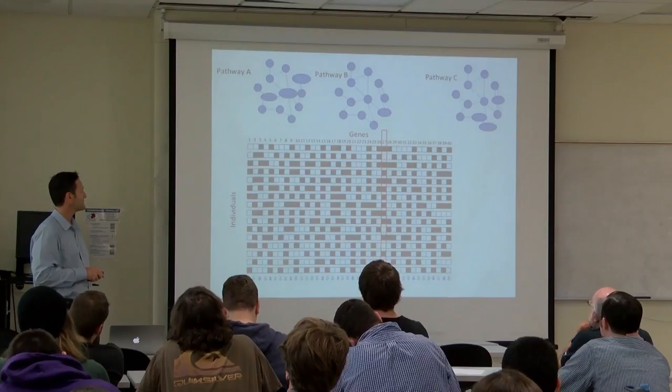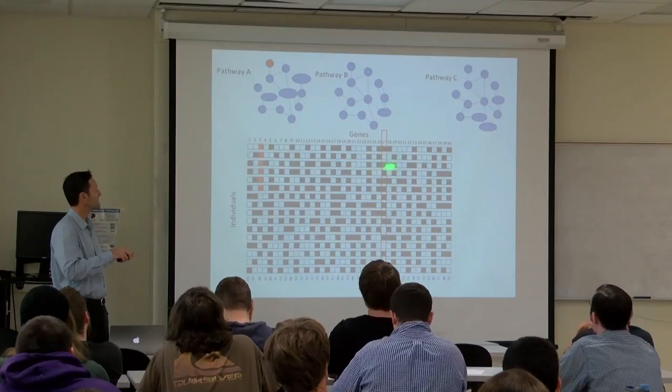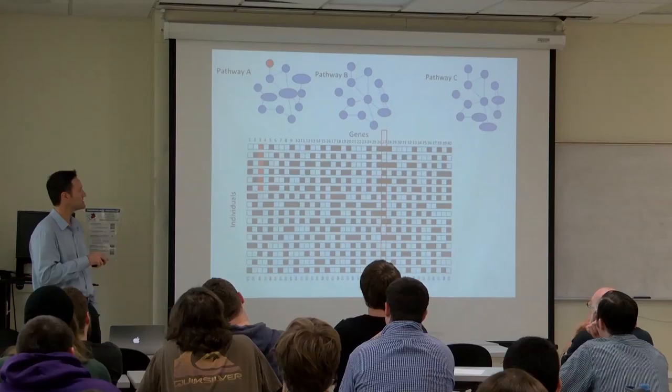And this is illustrated here as a toy problem. Imagine that each of these rows represents a given patient, and each of the columns represents variation in a given gene.